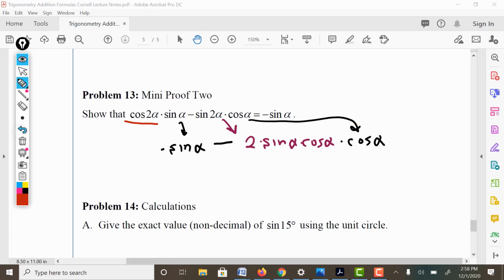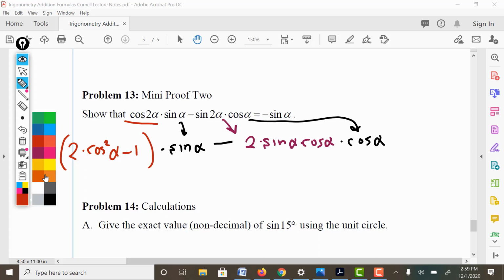So I'm thinking that I'm going to want to use the one that has cosine squared in it. So instead of cosine 2 alpha, I'm going to put 2 cosine squared alpha minus 1. Your ability to be comfortable in moving back and forth between double angles and regular, like we're doing right now, is very important in calculus.